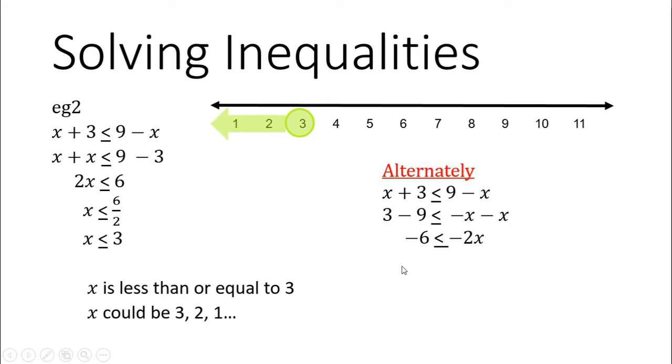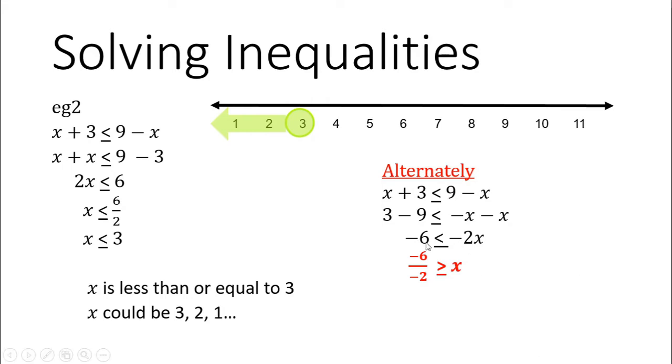But there is a special exception. There's a special rule we need to follow. When we move a negative term to the other side and either multiply or divide by it, that's when we need to change the direction of the inequality sign.